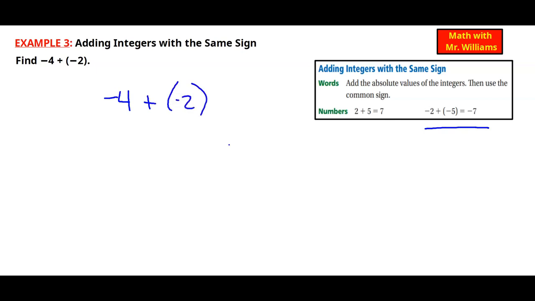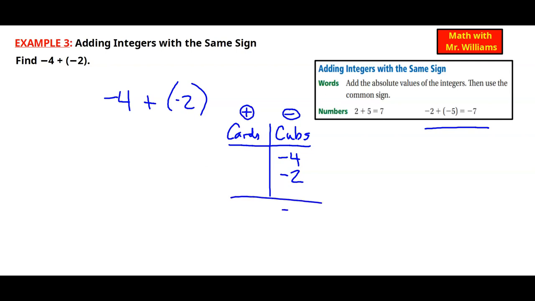And if you think of it as more like a game of baseball, we have the Cards, we have the Cubs. In this case, the Cubs are going to pull this one off because they scored 4, and they also scored 2. So if we think of the Cubs as negative and the Cardinals as the positive numbers, we can clearly see, if we add both those up, we're going to get a -6 for their score. So our answer in this case is a -6.